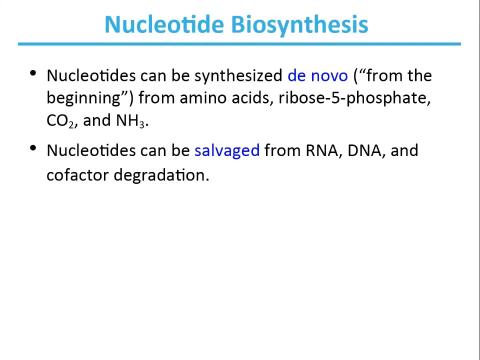Nucleotide biosynthesis. A nucleotide can be synthesized de novo, from scratch, from amino acids. We need the amino acids as the building blocks to synthesize the nucleotides: amino acids, ribose 5-phosphate, CO2, and NH3. This is coming from the amino acids. Nucleotides can also be salvaged, meaning recycled, from RNA, DNA, and cofactor degradation. If RNA, for example messenger RNA, is degraded, we will recycle its nucleotides for the synthesis of a new nucleotide.